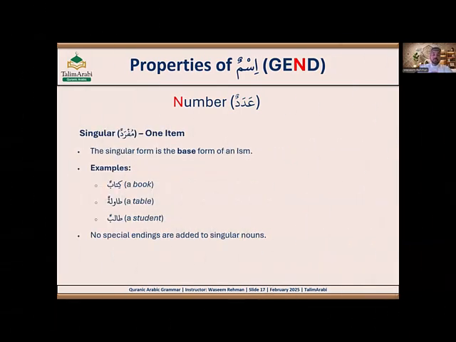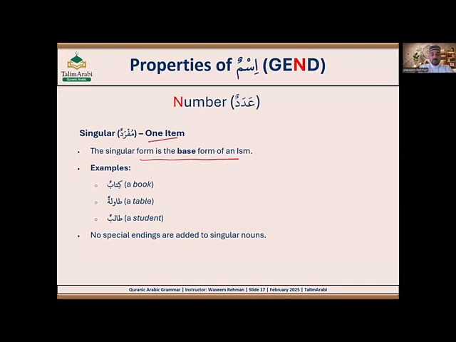Now let's go one by one. First we'll learn about singular or mufrad, one item. The singular form is the base form of an ism. In all our past classes, almost all the examples and exercises we used were singular isms. So we know them very well now, as we have used them in our last four classes.